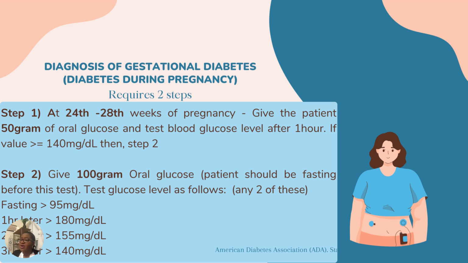Or if 3 hours later, after this pregnant woman drank the 100 grams of oral glucose, we check her blood glucose level and it is greater than 140 milligram per deciliter, then she can be diagnosed with gestational diabetes. Now, this is the two-step method of diagnosing gestational diabetes.